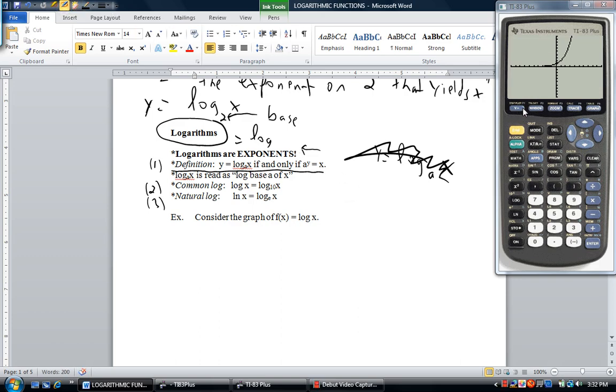So let's type in log of x. Error. Anytime I get an error, hit go to. I didn't type in my x. That always hurts. Alright. Now you see this. Now what this looks like, it looks like this.